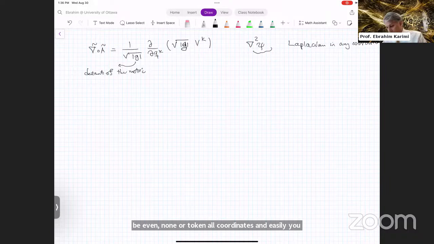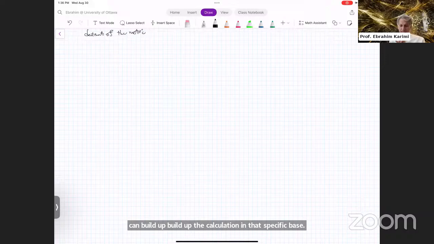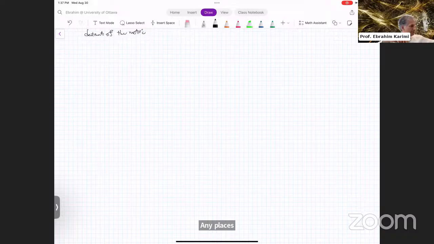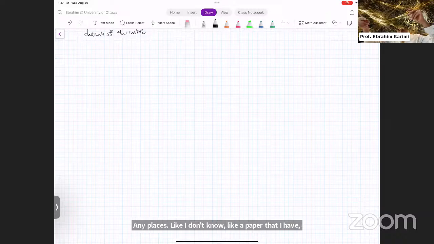So the rest of the lecture, the next 20 minutes, I will go with application of these in classical mechanics. So assuming that, for example, you have any manifold, any place, like, I don't know, like a paper that I have, okay? And this paper can have any form that you may have. So it's tilted. It can be a sphere. It can be a cylinder. It can be any geometry that you want.